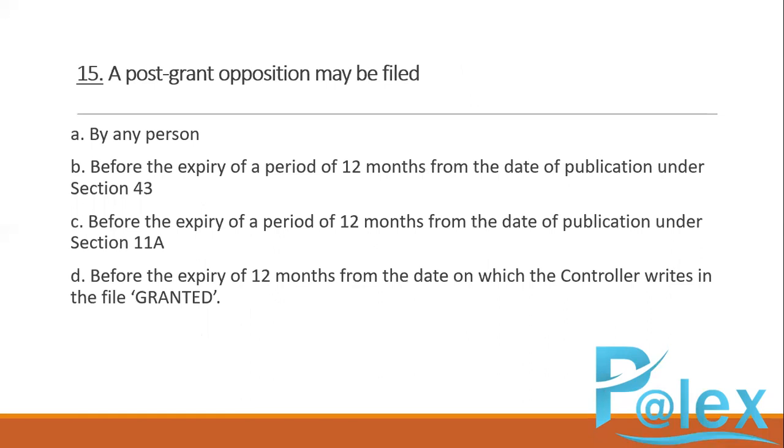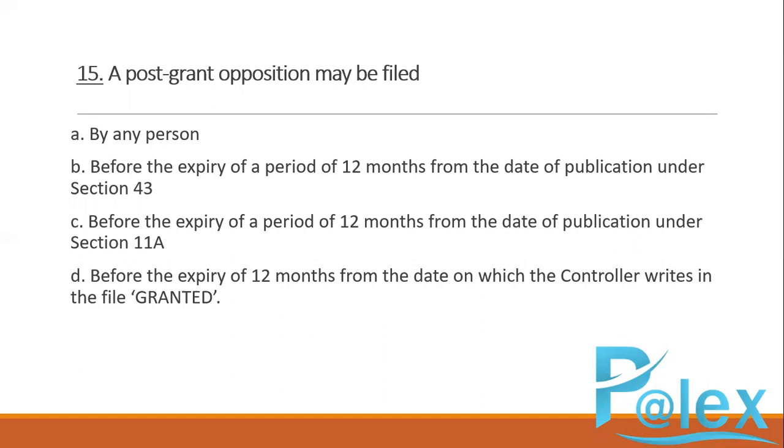Question number 15, a post grant opposition may be filed by any person. No, that's a wrong answer. Reason being, only a person interested can file before the expiry of a period of 12 months from date of publication under section 43 or 12 months from the date of publication under section 11A. Now, what do you mean by section 43 and 11A? 11A is a publication of an application and 43 is a publication under grant. So C is again eliminated.